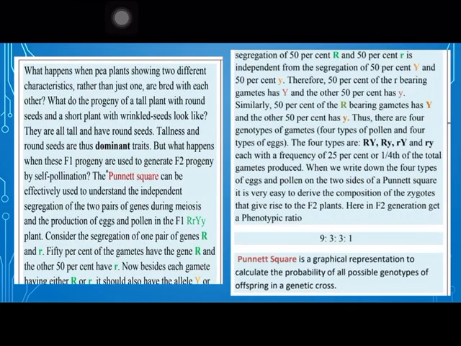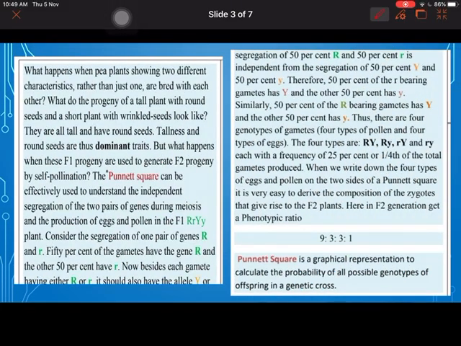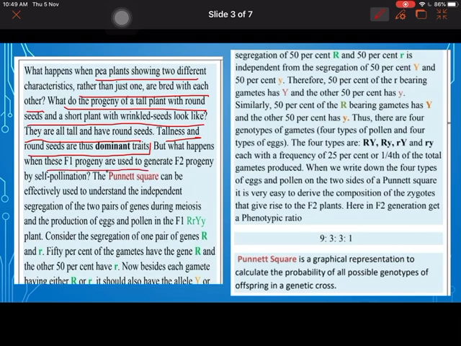So let's see the cross. When a pea plant showing two different characteristics rather than just one is bred, do the progeny of a tall plant with round seed and a short plant with wrinkled seed look alike? They are all tall and have round seeds, and tallness and round seeds are thus dominant. This is the F1 progeny. But what happens when this F1 progeny is used to generate F2 progeny by selfing?